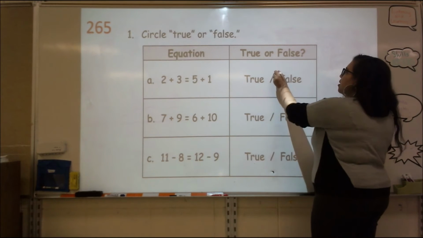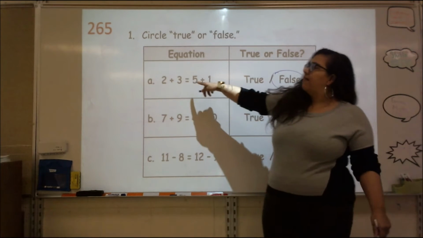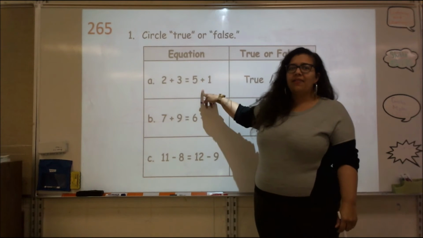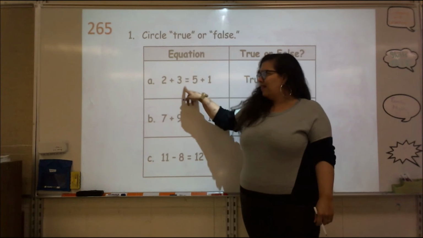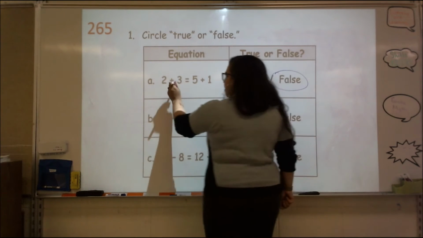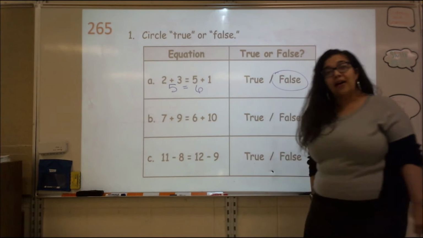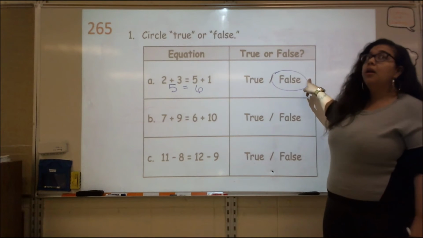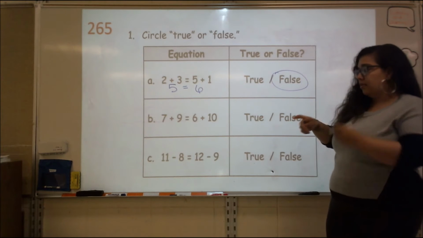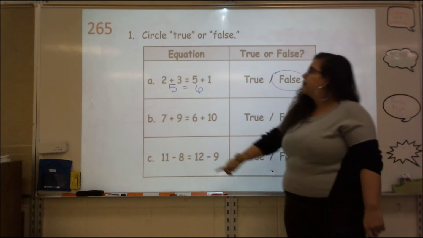That's false. So 2 plus 3 has a value of 5. And 5 plus 1 is 6. Is 5 equal to 6? Let's write that down. 5 equal 6. Is 5 the same as 6? No. What are you talking about? Okay. Let's try another one.